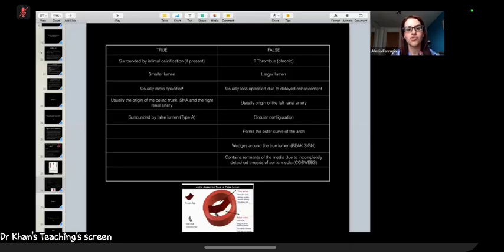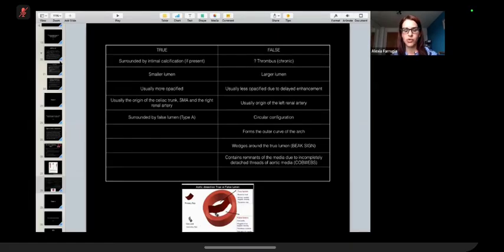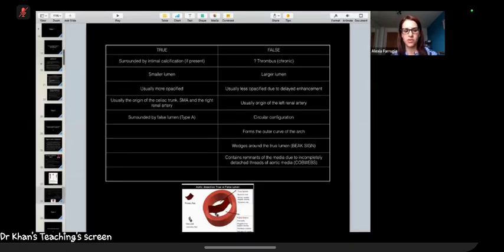The true lumen is surrounded by the false lumen. The false lumen has a circular configuration. It forms the outer curve of the arch, so it's kind of moon-shaped, and it wedges around the true lumen, and this is called the beak sign. And it may contain some remnants of the media due to incompletely detached threads of aortic media, which we call cobwebs.